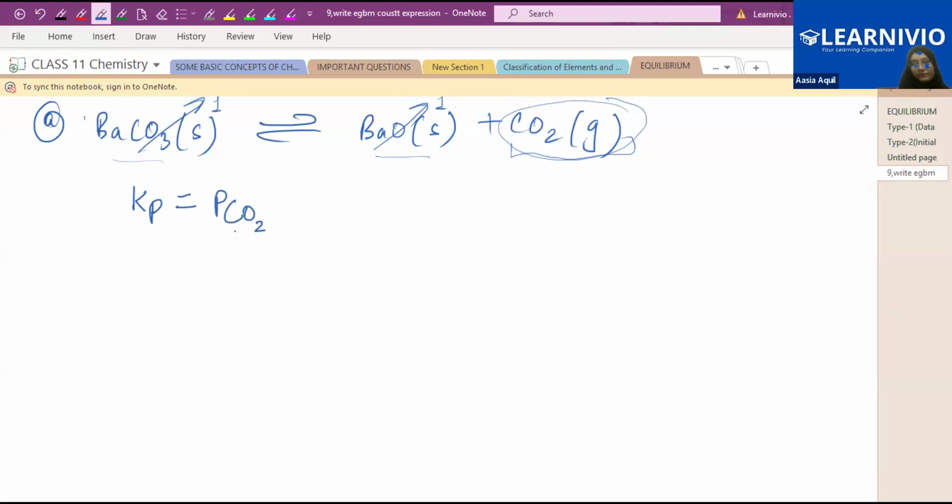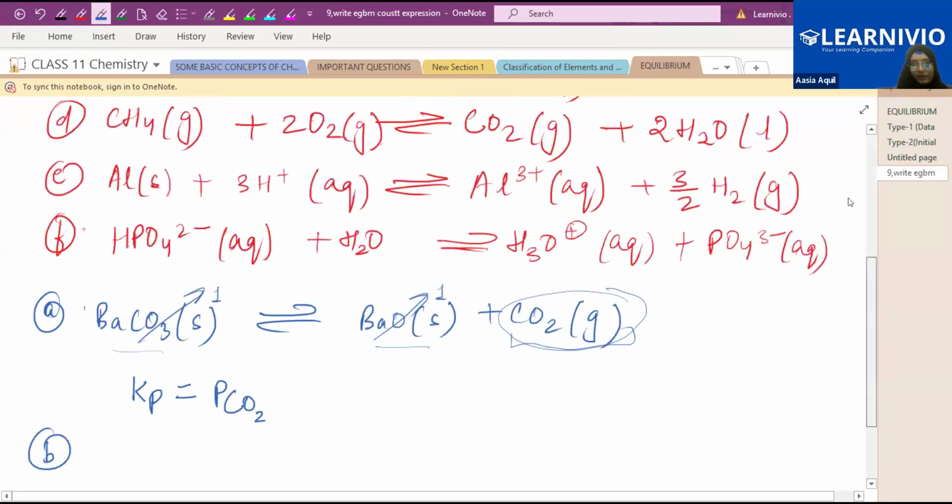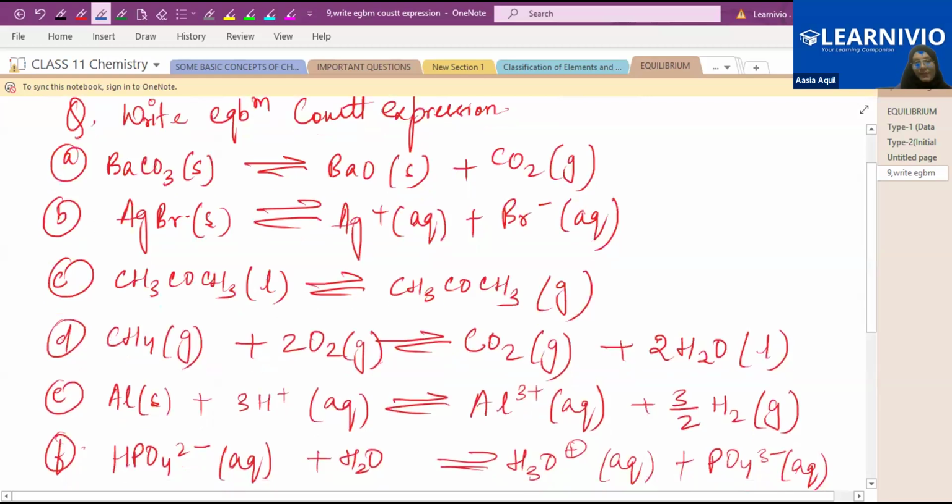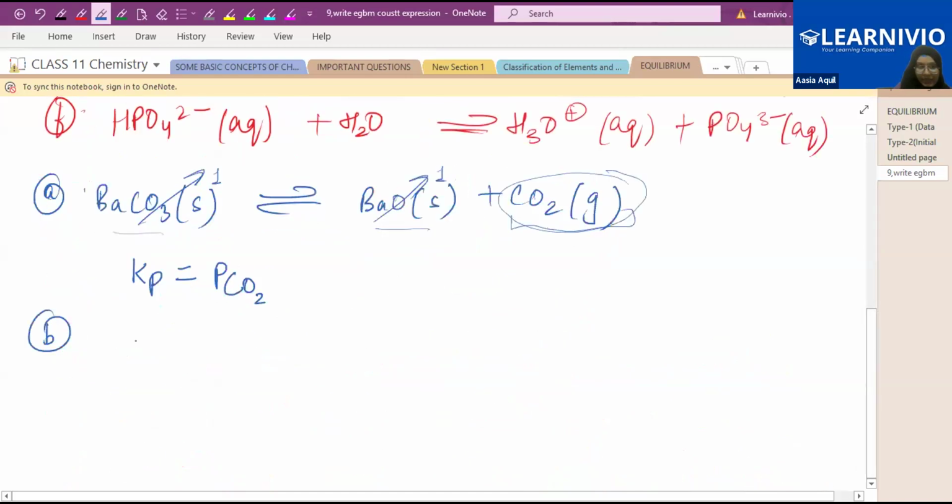Yes, ma'am. Now see the second one. This is AgBr, again in solid, so you will take it as unity. It is in aqueous phase, not in gaseous phase, so you will use Kc for that. Kc will be equal to the concentration. If you are taking Kc, you will talk about the concentration, not the pressure. Pressure, when do we talk about it?